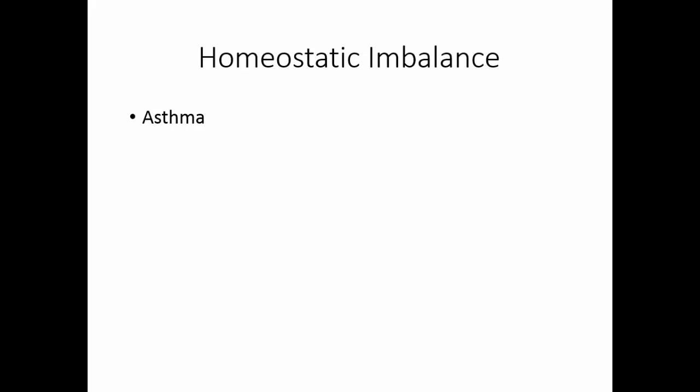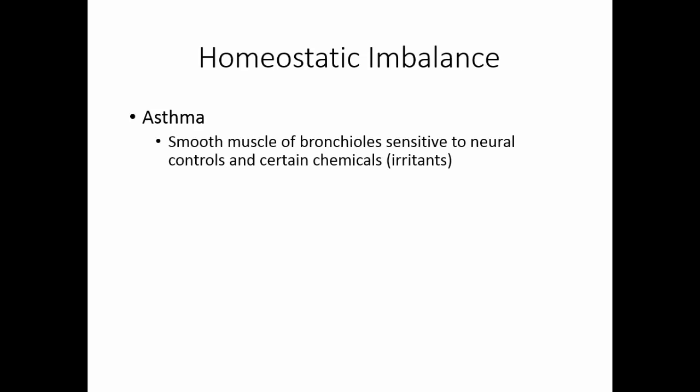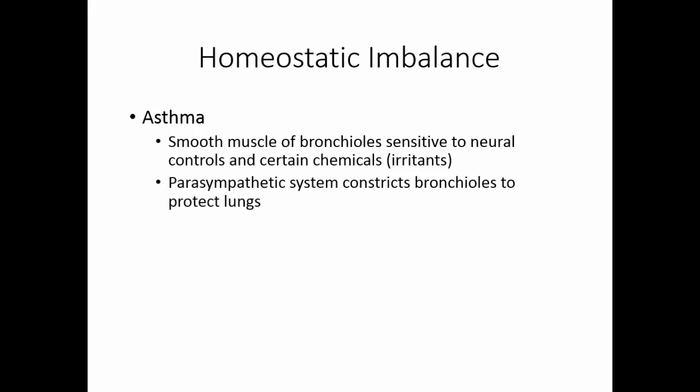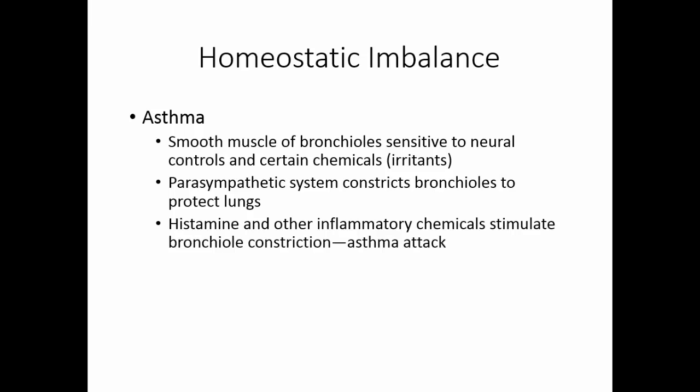Asthma is one of the homeostatic imbalances of the respiratory system. The smooth muscle of the bronchioles is very sensitive to neural controls and to certain chemicals that we'll call irritants. The parasympathetic nervous system will constrict bronchioles to protect the lungs from these irritants. Histamine and other inflammatory chemicals will also stimulate bronchiole constriction. This is what can happen in an asthma attack.